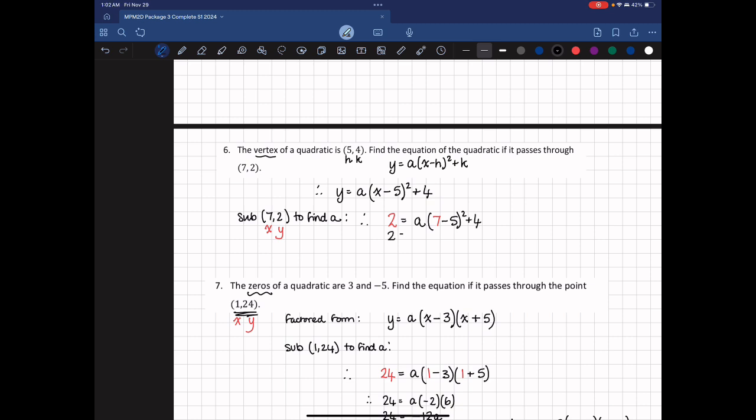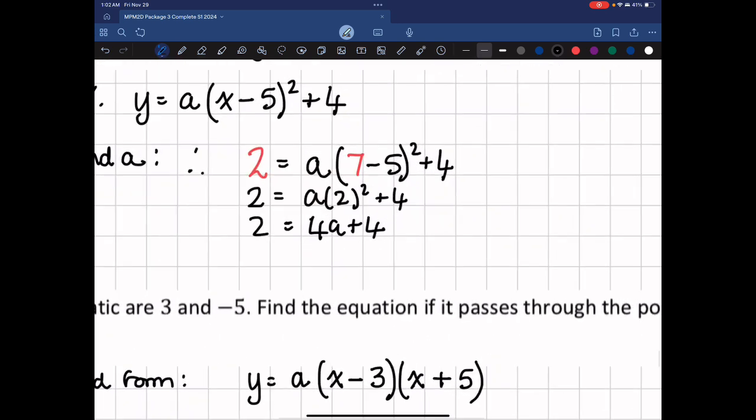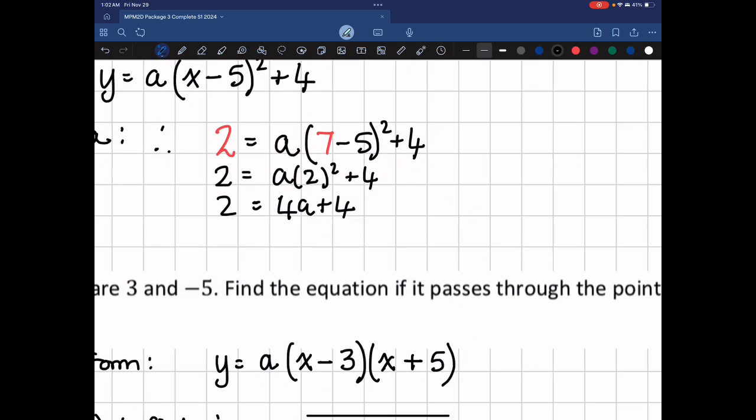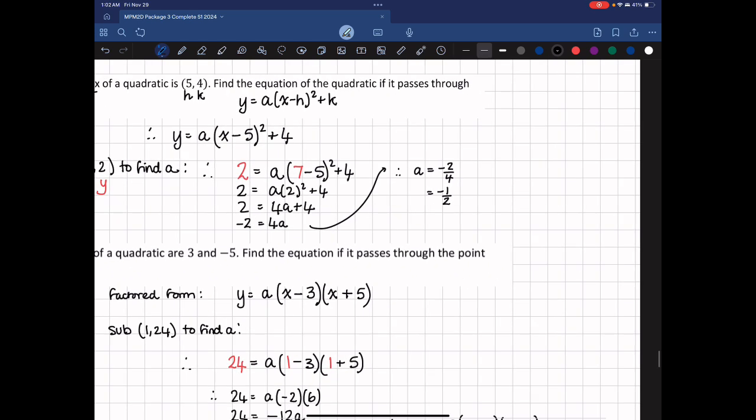Simplify that, so we have 2 equals a bracket 2 squared plus 4. And 2 squared we know is 4. So we have 2 equals 4a plus 4. Now we need to get a on its own, so we'll subtract 4 from both sides. 2 minus the 4 is -2 equals 4a, and then we have therefore a is equal to -2 divided by 4, or -1/2.